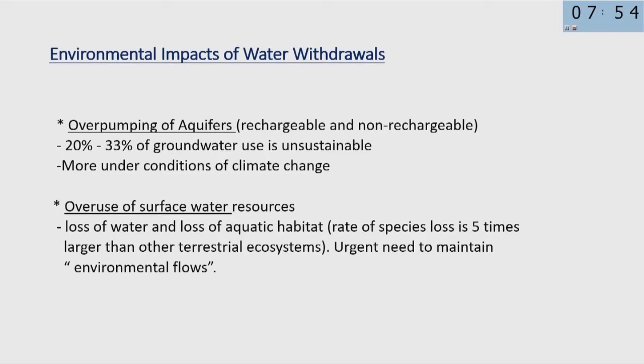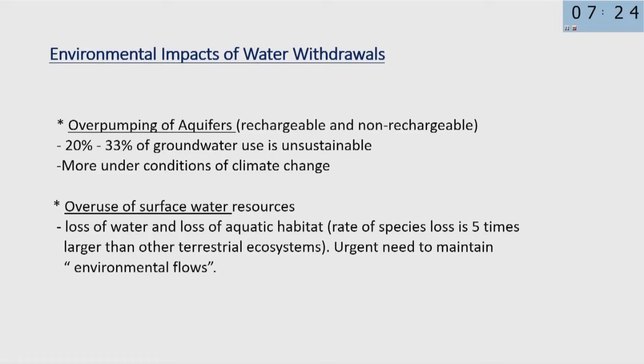It's already been advanced, but more and more will be there. The environmental impacts of water withdrawal. About 80% of the global water use is for food production, as I say. Now let me go to the next one. This is a very rough map. The blue areas are where heavy irrigation takes place, and the other ones are where most of the agriculture is rain-fed.